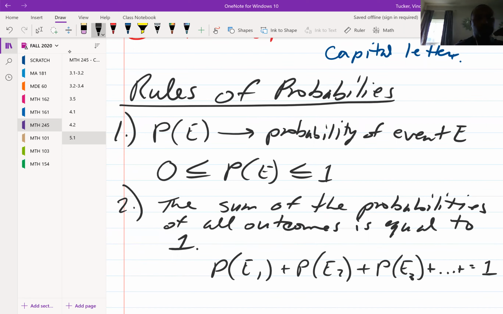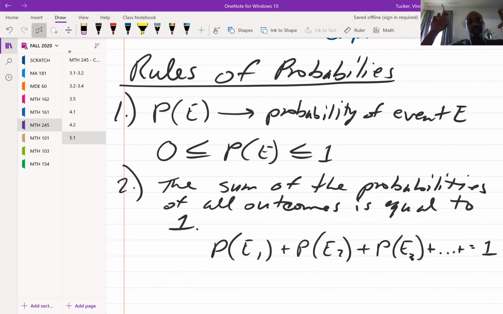Okay, two probability rules. One is that whenever you see P parentheses capital E, that just means the probability of event E. If you had a capital A in the parentheses, it would be the probability of event A, and so on. But the probability of your event has to be between 0 and 1 inclusive. It is possible for it to be 0, it's possible for it to be 1, but it cannot be larger than 1 or less than 0. Then, when you add up the probabilities of each of your individual outcomes, they are supposed to add up to 1.